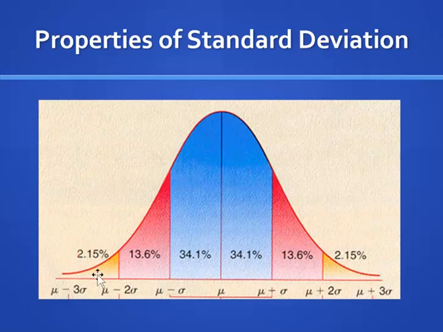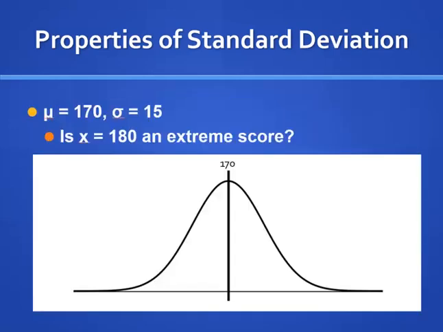Typically, anything that falls into these tails, right? So anything above +2 or below -2 standard deviations of the mean, typically we would think of that as an extreme score. So if you're given the mean and standard deviation of a distribution like what we have here, and then you're given a raw score, you can ask of that raw score, is it an extreme score given this mean and this standard deviation that this score came from?